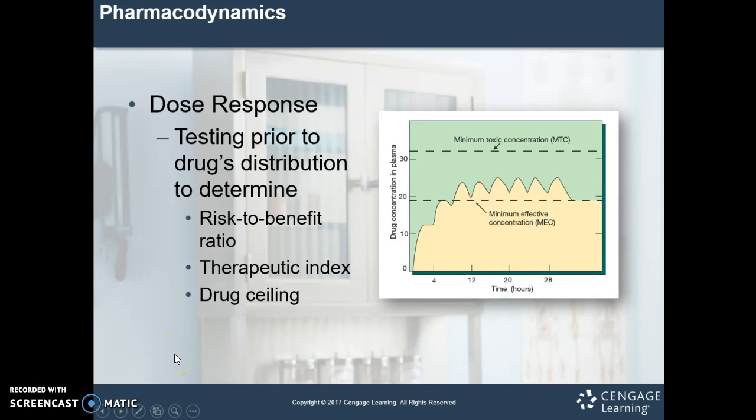Dose response curves. These tell us basically the drug concentration is on the y-axis. The time that the drug has been in the body is on the x-axis. And it tells you how effective a drug is at certain concentrations. Drug manufacturers have to perform a lot of testing prior to the drug's distribution to determine the risk-to-benefit ratio.